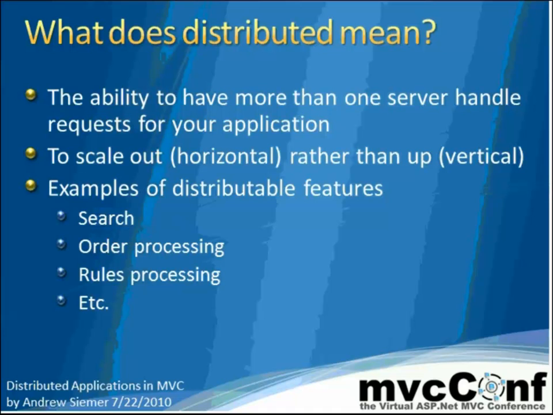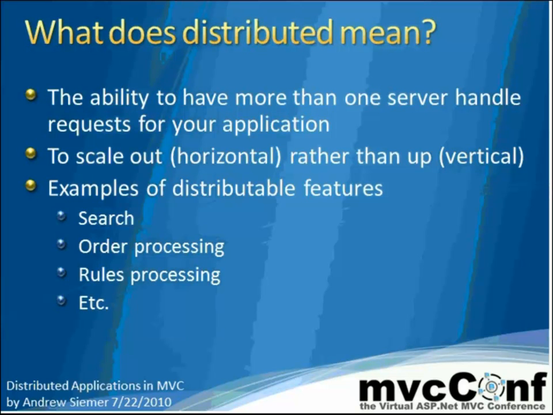So what does distributed mean? It's basically the ability to have more than one server handle requests for your application. This isn't to say that you take a single application and toss it into a cluster of multiple servers, but rather the ability to take a piece of your application and have it processed by one set of servers, while another piece is processed by a different set of servers. It's the idea of being able to scale horizontally, or scale out, rather than up, which is vertically.